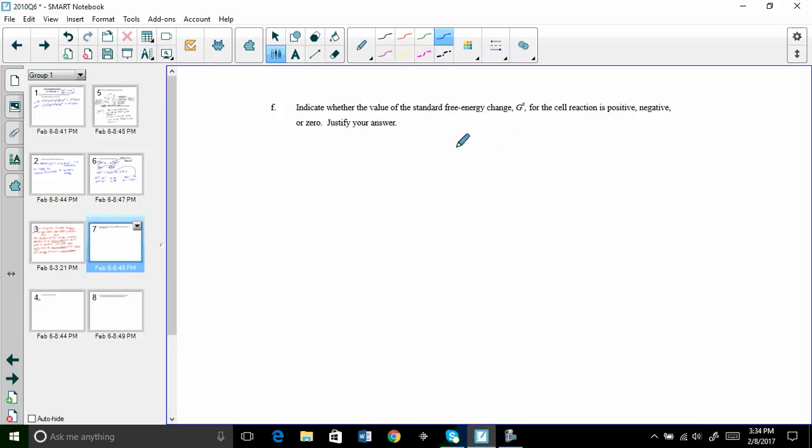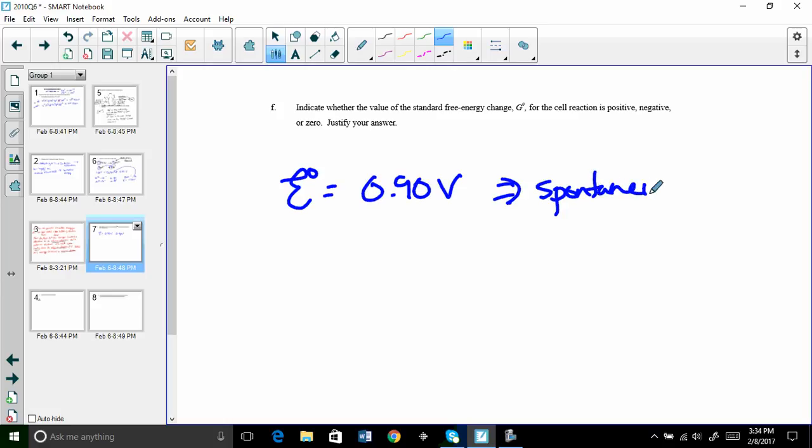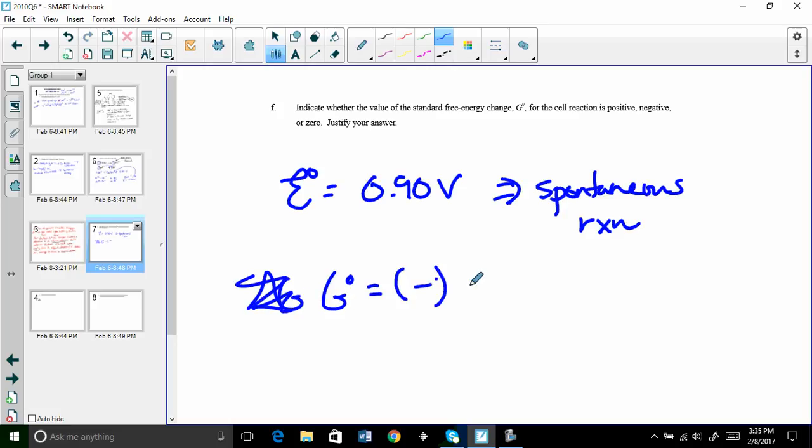All right, indicate whether the value of G is positive, negative, or 0, and here's the thing. If you have a positive voltage, that means it is generating voltage, that is a spontaneous reaction, because that's what you need a battery to do. You need it to spontaneously generate voltage to run the calculator or the computer. Now, in electrochemistry, if the voltage is positive, it's spontaneous. In thermal, if delta G is negative, it's spontaneous.